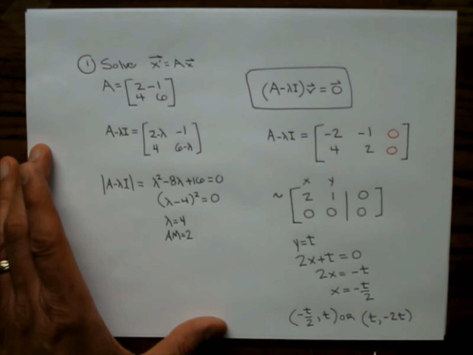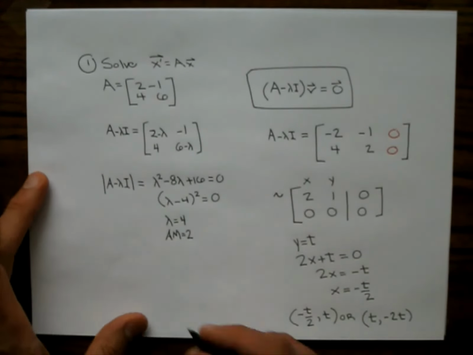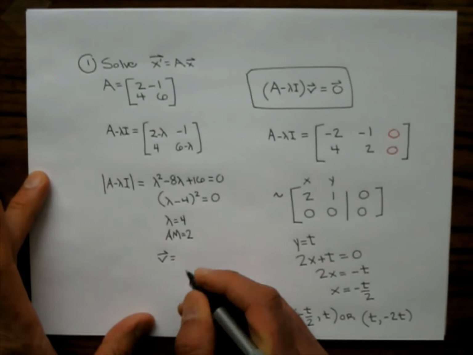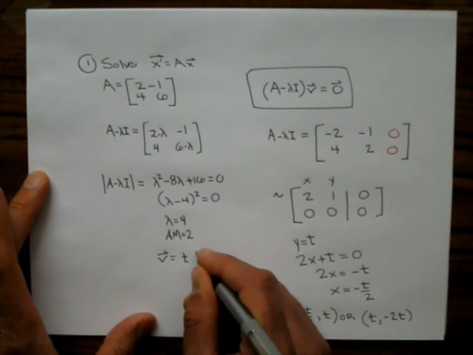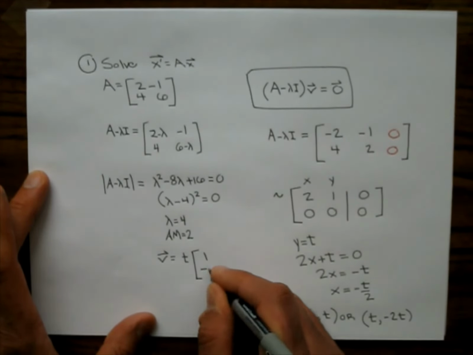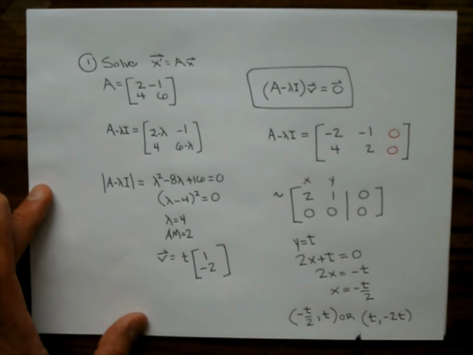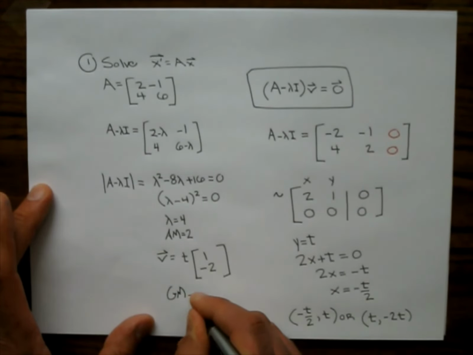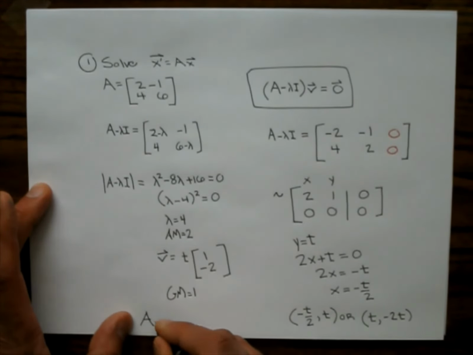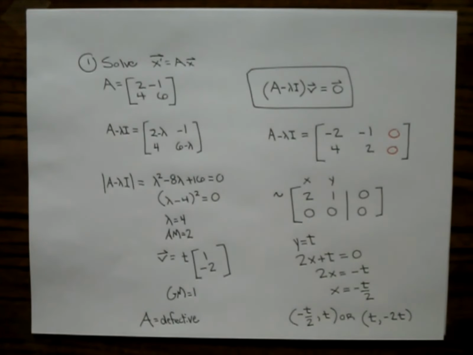Okay. Now that was just a matter of style. I didn't need to do that. I wanted to match up with what I had in the PowerPoint. If I factor the t out, then I have eigenvectors that look like this. They look like t times 1, negative 2. Okay? And so we see that there's only one parameter here, which means we have geometric multiplicity of 1, which means A is defective. Okay, great. Perfect. So A is defective.